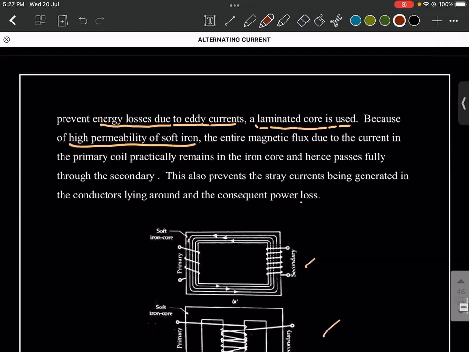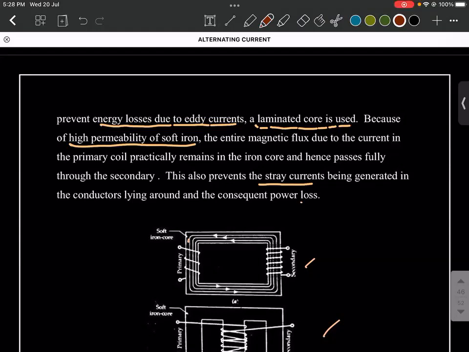Okay. So due to this, what will happen is, due to the laminated core, there will also be prevention of stray currents. Stray currents in the sense the current which is getting leaked to the surroundings. So it also prevents the stray current from being generated in the conductors lying around, hence reducing the power loss. So what are the three things that are happening? One is you are preventing the energy loss with the help of the laminated iron core.